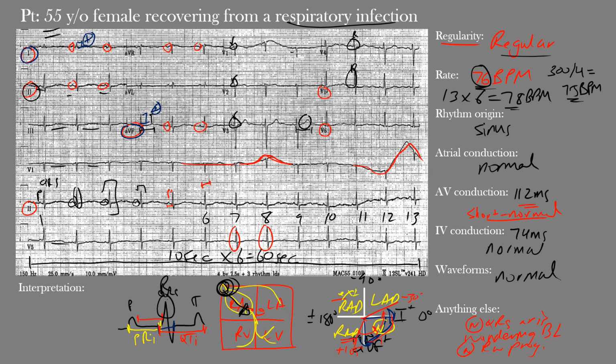Well, we have a regular sinus rhythm occurring at a normal rate. So regular rhythm, normal rate, that we said around 76, 78 beats per minute. We have normal atrial, AV, and then IV conduction, and we said there's no major waveform abnormalities. So despite all these nuances that we discussed with the short PR interval and those T waves, this is still a case of normal sinus rhythm. So in conclusion, our 55-year-old female recovering from a respiratory infection has an EKG that shows normal sinus rhythm.